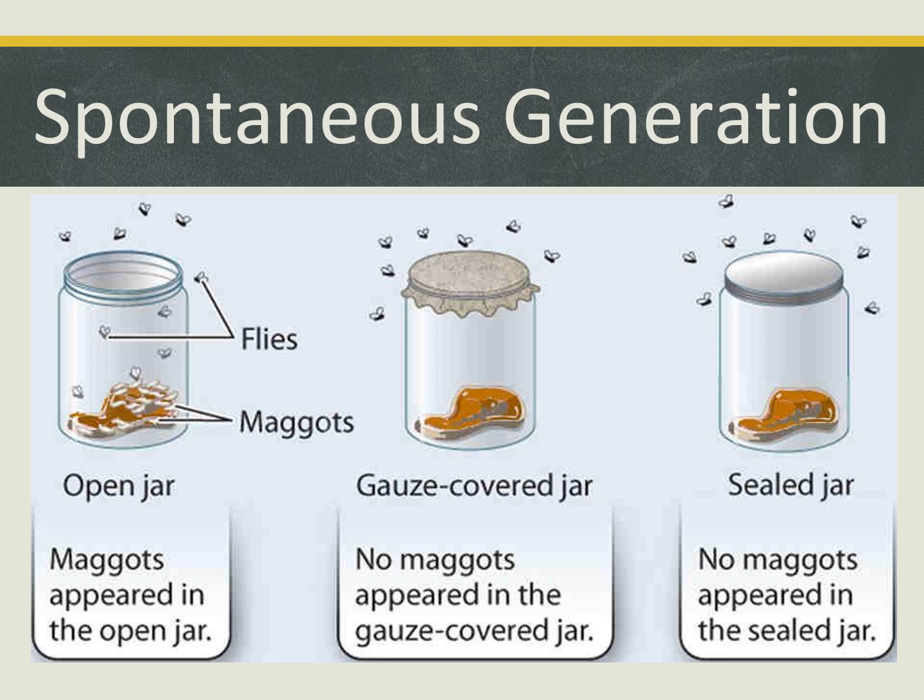Over time, only the jar that was open produced flies, because the flies could reach the meat to lay their eggs. Later, when the eggs hatched, it appeared that the flies came from the meat, but really, the flies laid their eggs in the meat and then they later hatched. The 2 covered jars did not produce flies, because the flies were unable to reach the meat to lay their eggs.